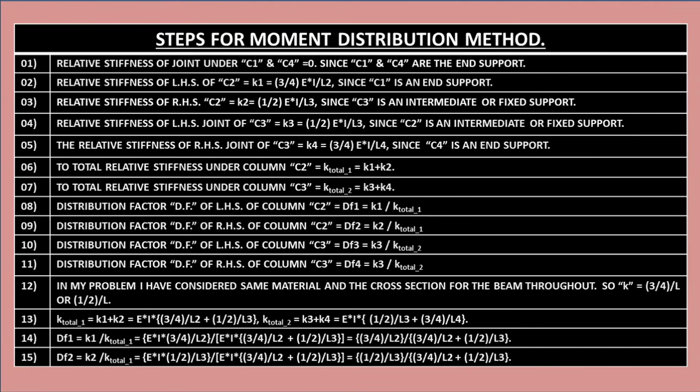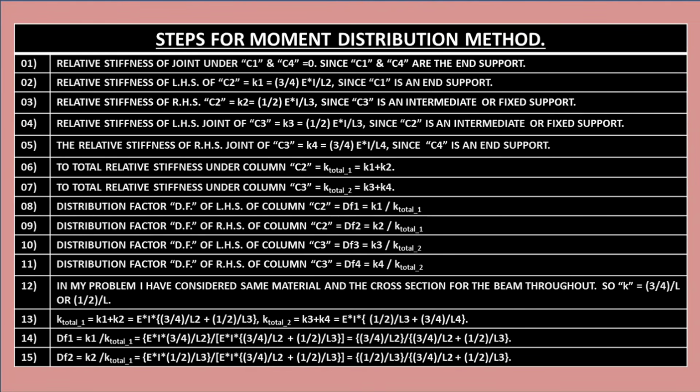Distribution factor of the left-hand side of column C2 is dF1 = K1 by K total 1. Distribution factor of the right-hand side of column C2 is dF2 = K2 by K total 1. Distribution factor of the left-hand side of column C3 is dF3 = K3 by K total 2. Distribution factor of the right-hand side of column C3 is dF4 = K4 by K total 2.